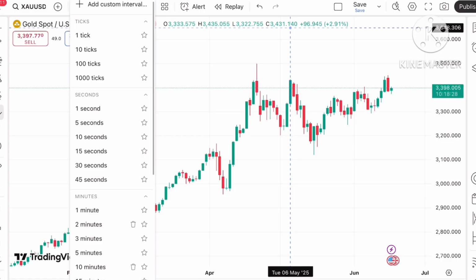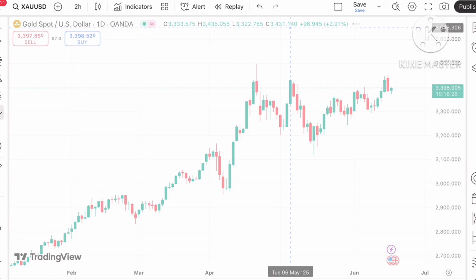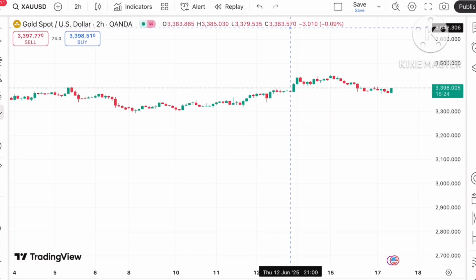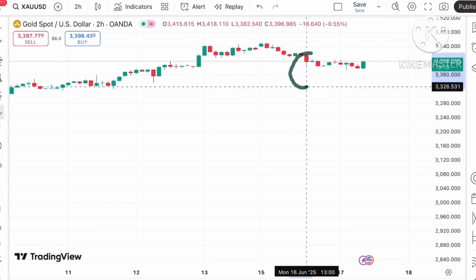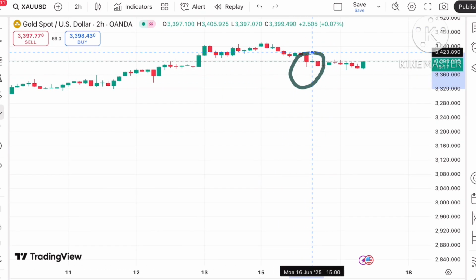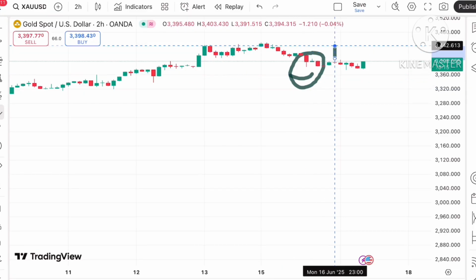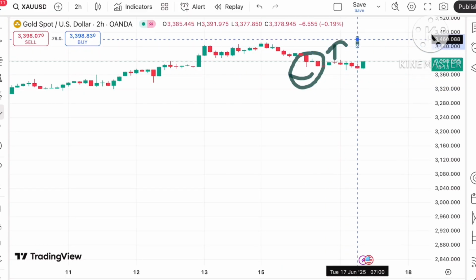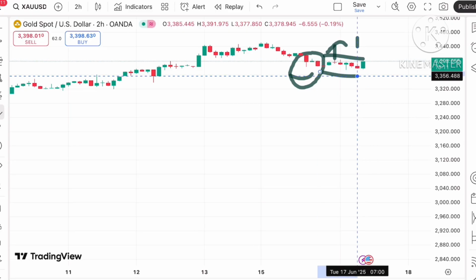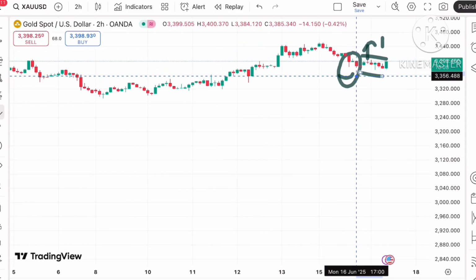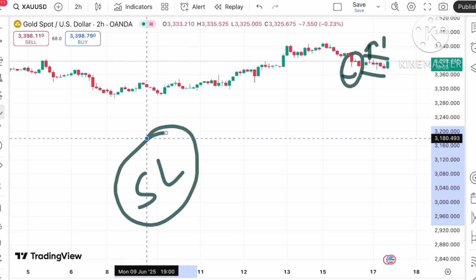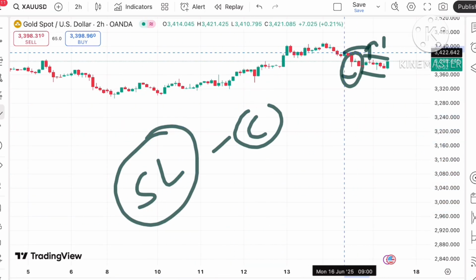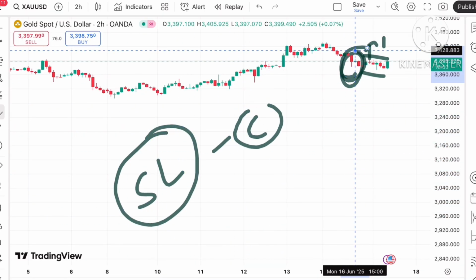If you look at this chart on a 2 hours basis, you will understand how the price is moving. What happened yesterday at this level: an inverted hammer formed, but instead of making a high, the price continuously went down. An inverted hammer says there is a change in the trend, but it didn't happen at this level.